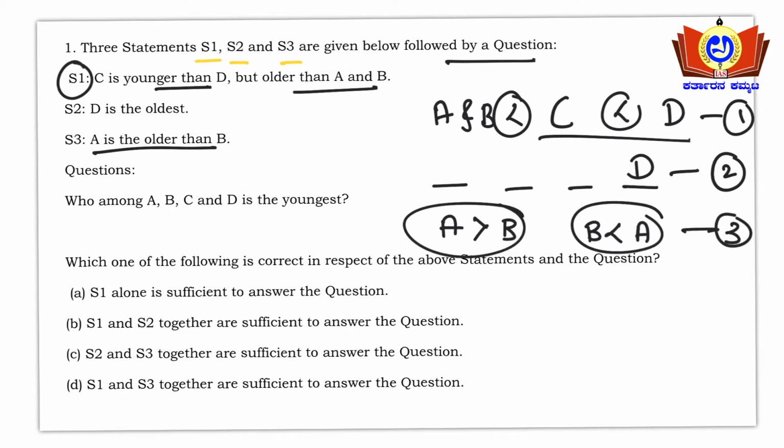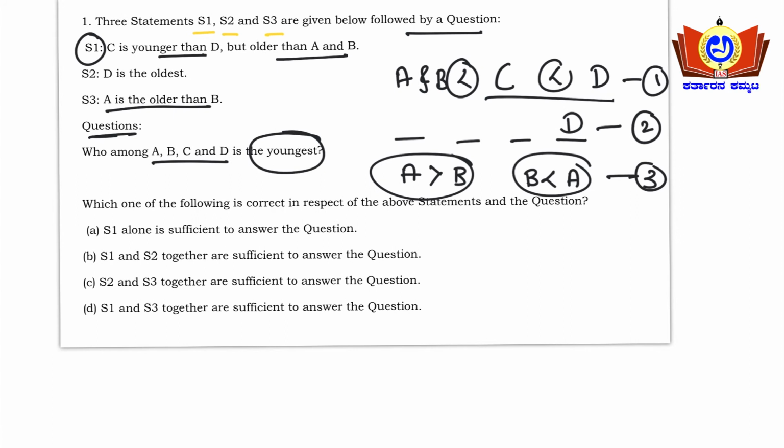What is the question? Who among A, B, C, D is the youngest? The question also asks which one of the following is correct in respect to the above statements. Statement 1 alone is sufficient, statements 1 and 2 are sufficient, statements 2 and 3 are sufficient, or statements 1 and 3 are sufficient to answer the question. So we need to find who among A, B, C, D is the youngest.